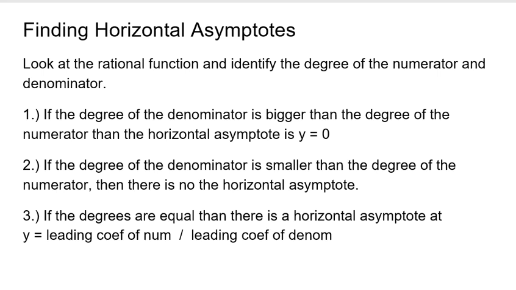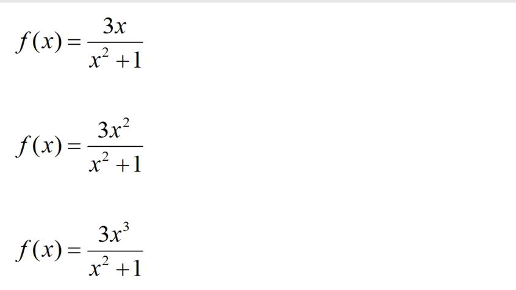Now, hopefully that sounds familiar, but let's do a couple practice examples. So what's the degree of the numerator? It's the 1 right here. What's the degree of the denominator? It's the 2 right here. So here's an example where the denominator's degree is bigger. So there's automatically a horizontal asymptote at y equals 0, automatically.